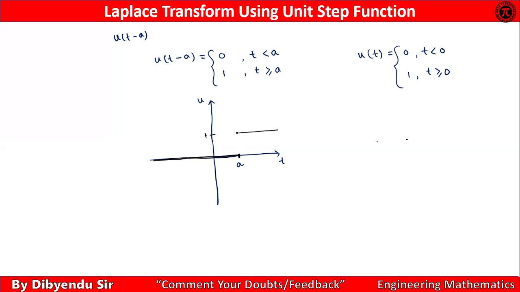Similarly, suppose this is the t-axis and this is the u-axis. Here the point is 0. When t is less than 0, you get a straight line on the t-axis, this one. And for t greater than or equal to 0, this one. Let's say this point is 1. So this is the graph of the unit step function.